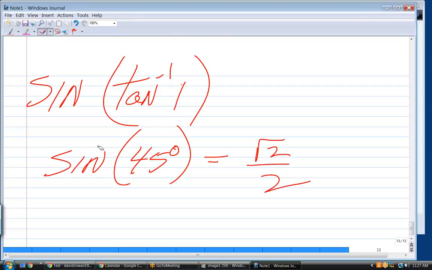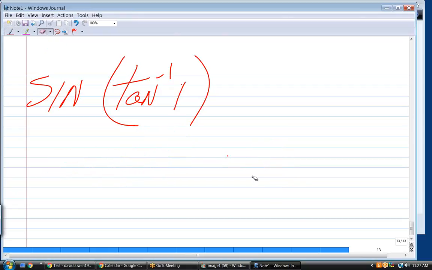Okay, so this concept is, I can't stress it greatly enough, which is inverses are always done with numbers, trying to find angles. Trig functions are always done on angles, trying to find numbers or ratios.